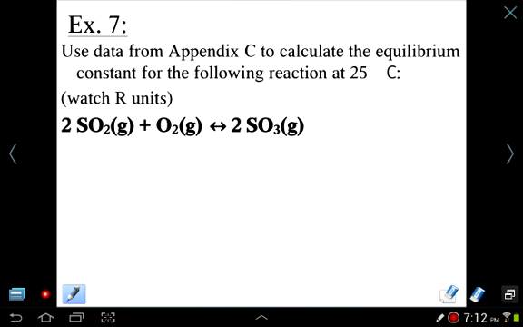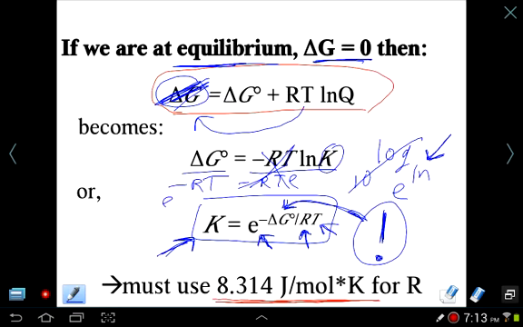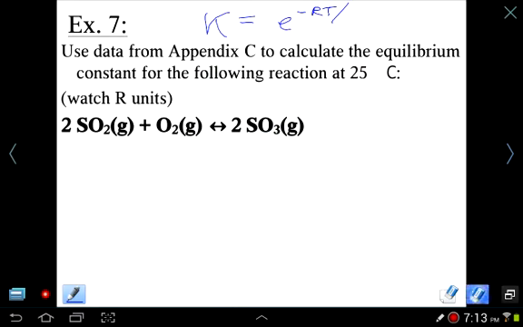So we got K. The equation said that K is equal to e to the negative delta G over RT. Let's try that again. Negative delta G over RT. Okay, let's go ahead and apply this concept here.